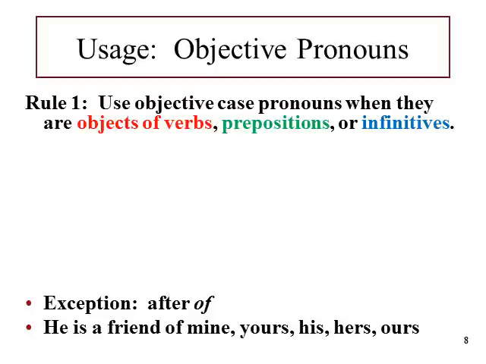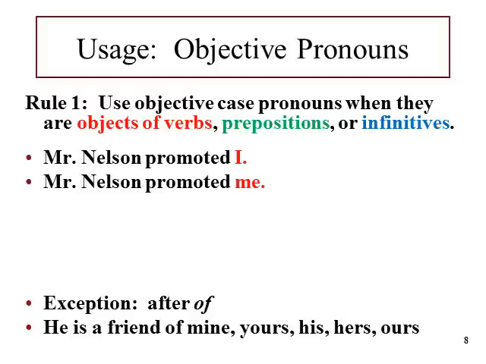Let's talk about objective pronouns. Objective pronouns, those ones that are like me and them and us and whom. We use objective case pronouns. The first rule is if they are an object of a verb, those will be the sentences in red. If they are an object of a preposition, or if they are an object of an infinitive. What the heck? Let's see what those look like.